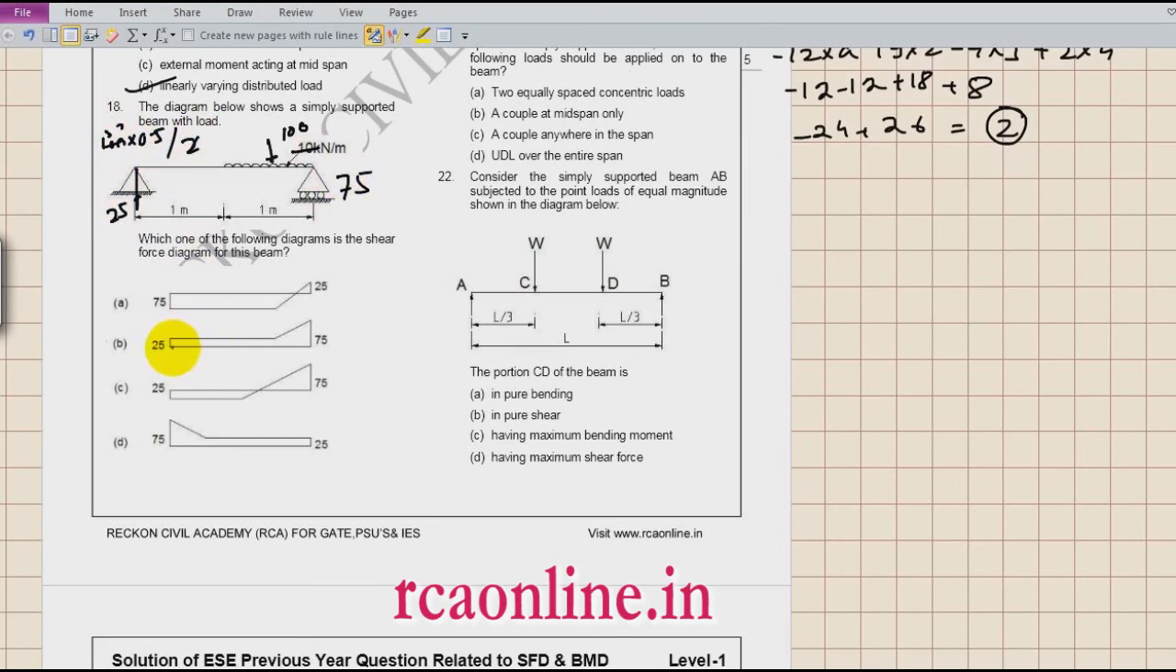Now if you see, this is 25, so only these two can be the answer. This cannot be the answer. Clear? Now this is 25 and then it will increase to reach 75. So this is the right answer.